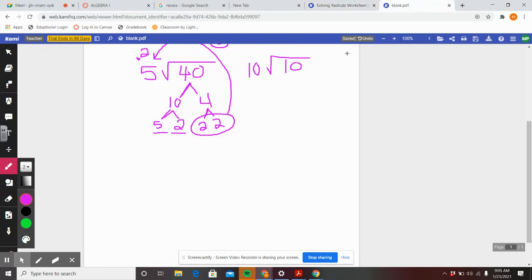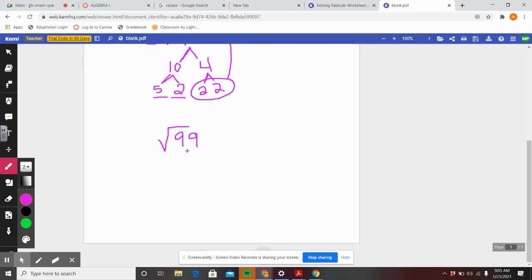So 99. Yep, 11 and 9. 3 and 3. What comes out? 3. And what stays in? 11.